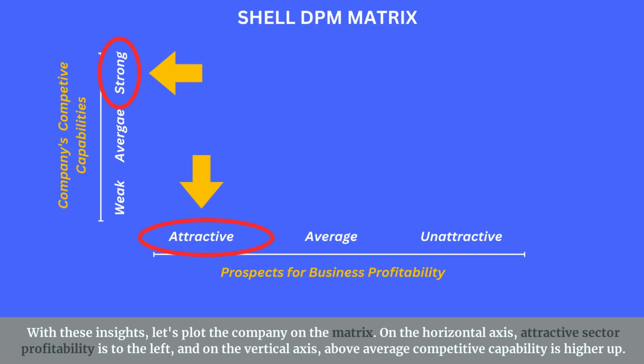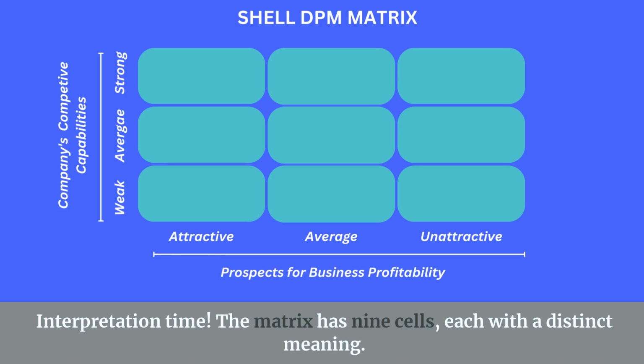With these insights, let's plot the company on the matrix. On the horizontal axis, attractive sector profitability is to the left, and on the vertical axis, above average competitive capability is higher up. Interpretation time. The matrix has 9 cells, each with a distinct meaning.